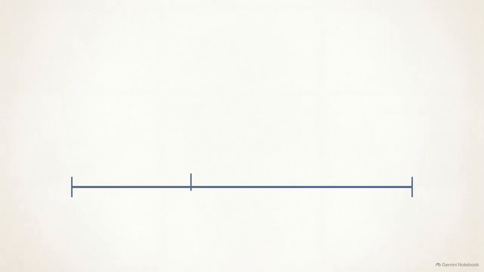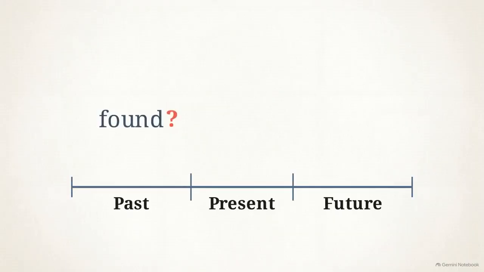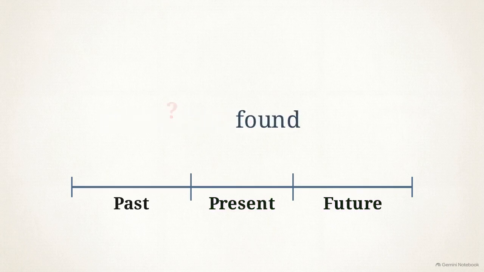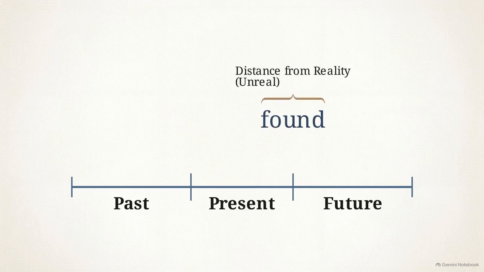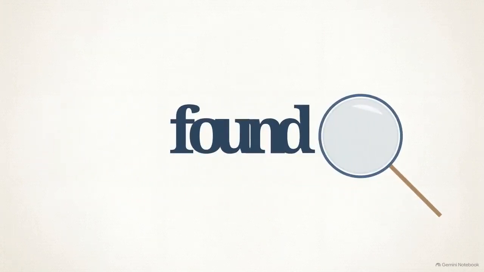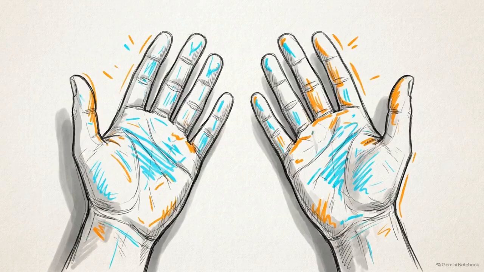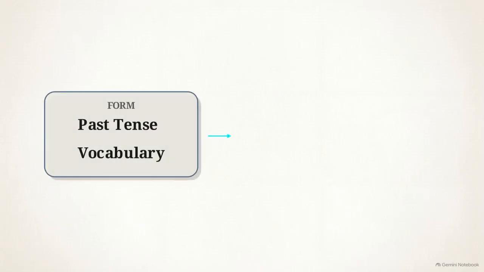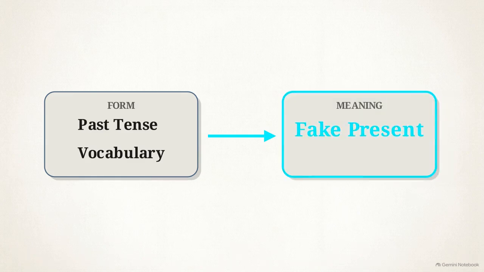Here is a standard timeline graphic. If you look closely, you will spot a point of friction. We use the past tense found for a present or future dream. In the second conditional, the past tense does not equal past time. As the word moves over, we apply the distance rule. The past tense creates distance from reality. By choosing to say found instead of find, you're signaling to the listener that you do not actually have the money in your hands right now. Past tense vocabulary in these specific sentences creates a fake present.